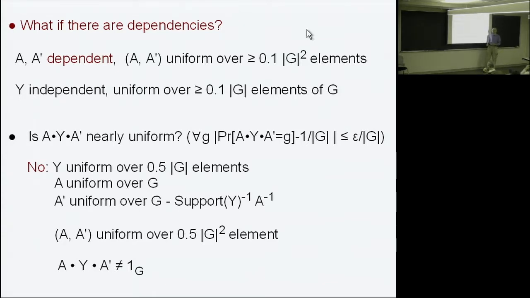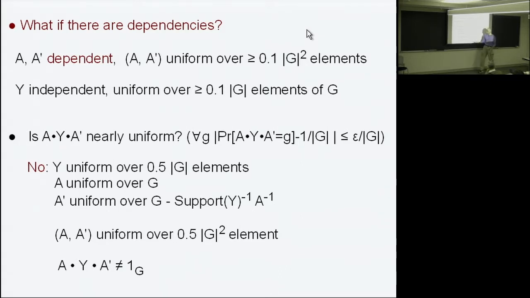Okay. And then let's take A to be completely uniform over the entire group. But then I'm going to sample A prime as follows. I'm going to take all the elements except those which are in the support of Y times the inverse of A, with the knowledge of the sample of A. This is exactly where A prime depends on it. It's exactly the same counterexample as before, I'm just shifting the support of Y by this inverse of A.